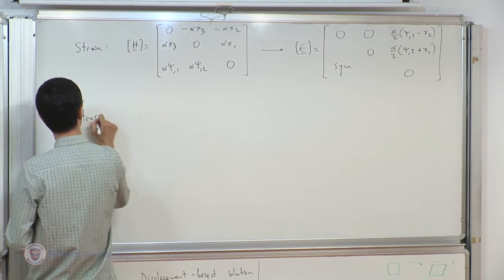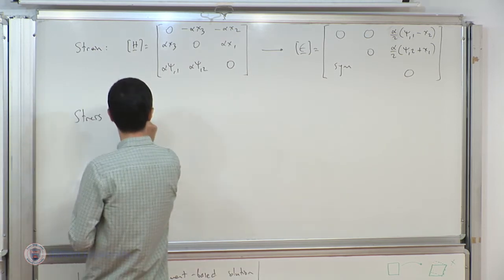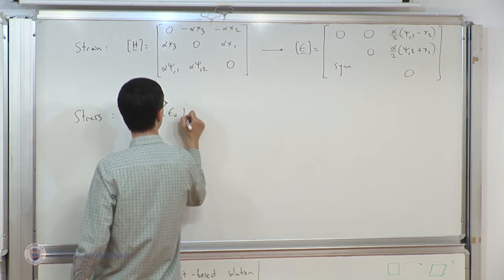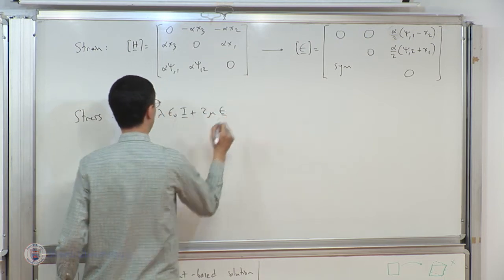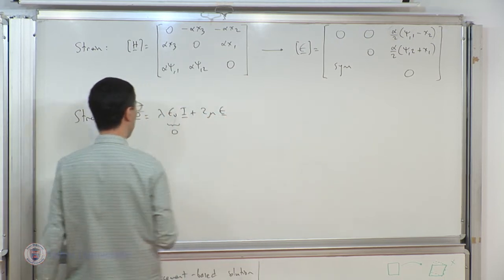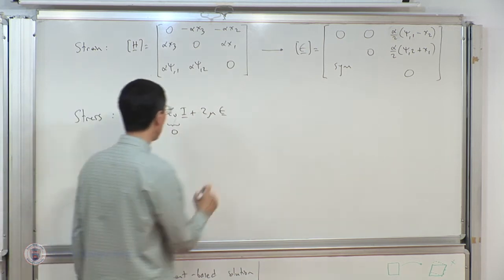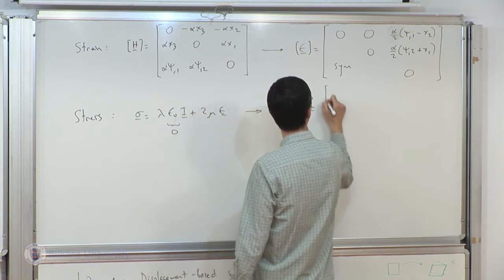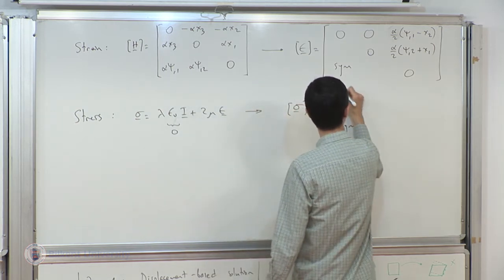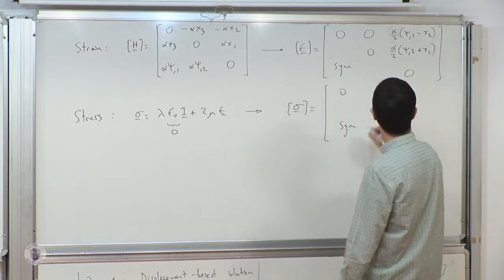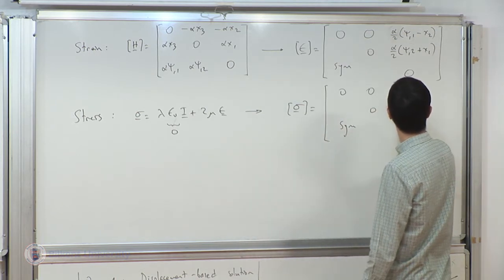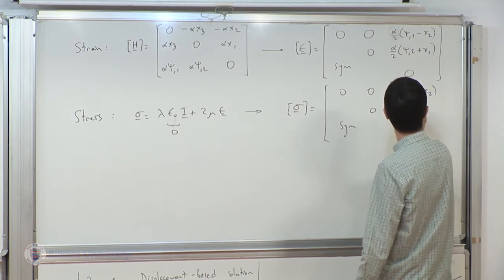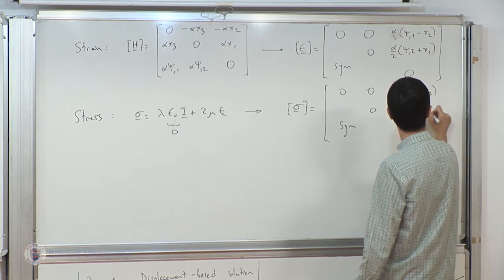So let's also proceed with the stress. Lambda epsilon V identity plus 2 mu epsilon, but epsilon V, sum of the diagonal components is equal to 0. So stress is simply equal to 2 mu times epsilon. So it's symmetric 0, 0, 0, 0, 2 mu, so it's mu alpha (C,1 minus x2), mu alpha (C,2 plus x1).